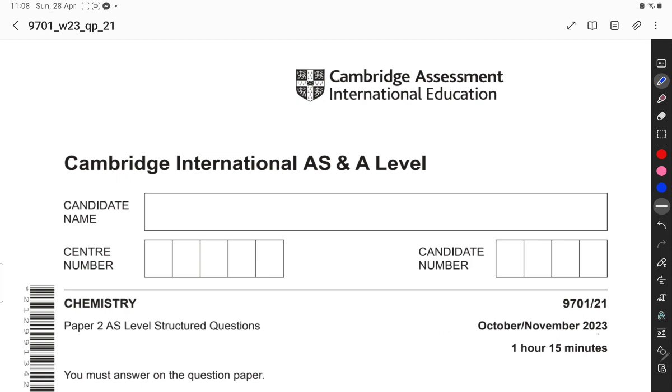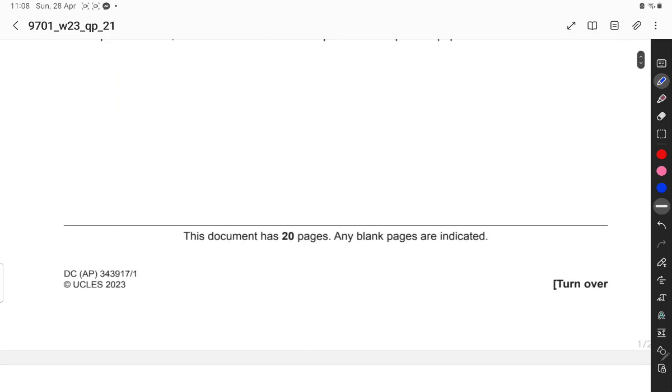Today I will solve the October-November 2023 paper 970121. Today we will solve this paper. Let's start.